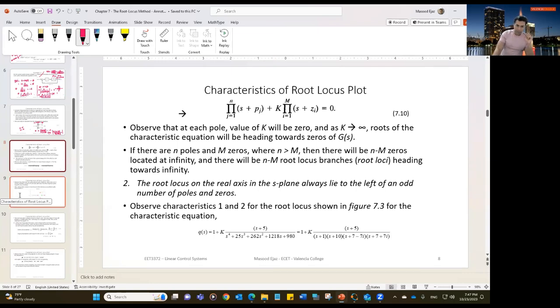So if you have more poles than zeros in the equation, for example, here you have 1 zero, s plus 5, and you have 4 poles. So you have 3 more poles than zeros. You have only 1 zero and 4 poles. So if you have n poles and m zeros, where n is greater than m, then there will be n minus m zeros located at infinity, and there will be n minus m root-locus branches heading towards infinity.